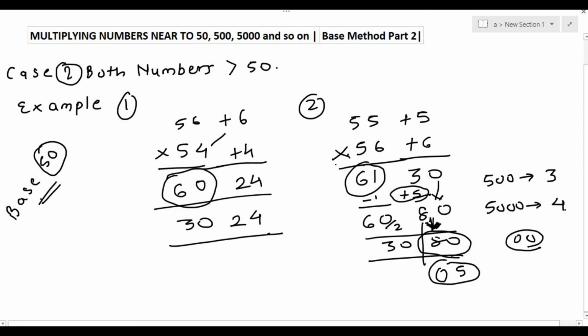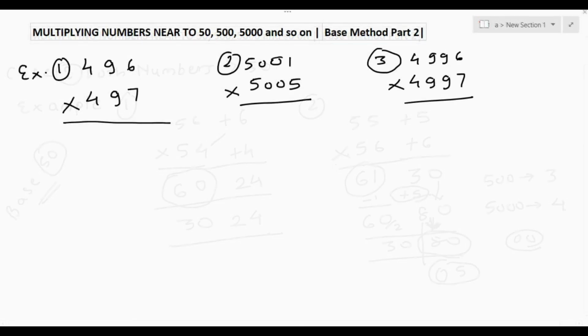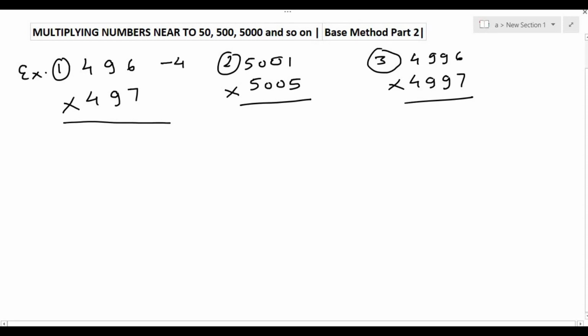So let us understand this more clearly by looking at the examples. Let us see 3 more examples, some numbers nearing 500 and 5000. So here 496 into 497, the base will be 500 here. So here it will be minus 4 and minus 3. Just taking care of the left hand side and the right hand side, the multiplication here will be 12. 496 minus 3 will be 493.